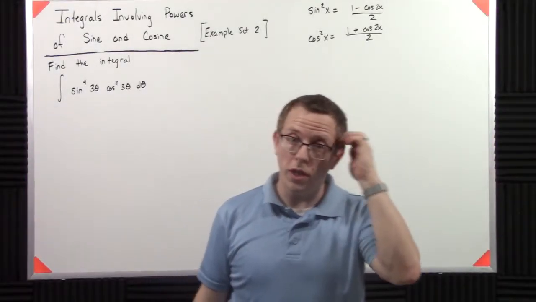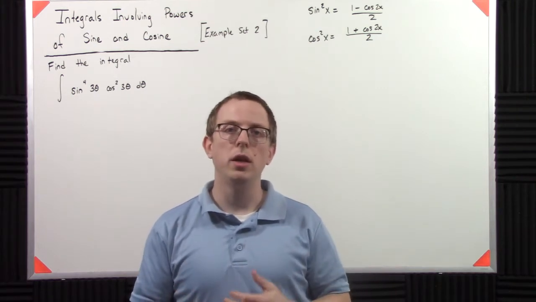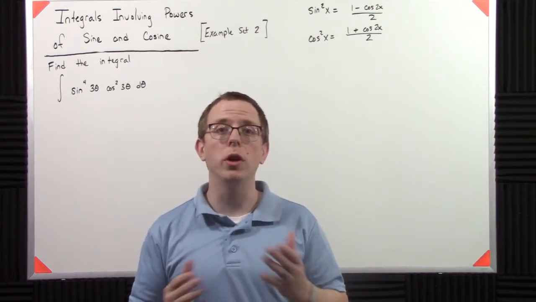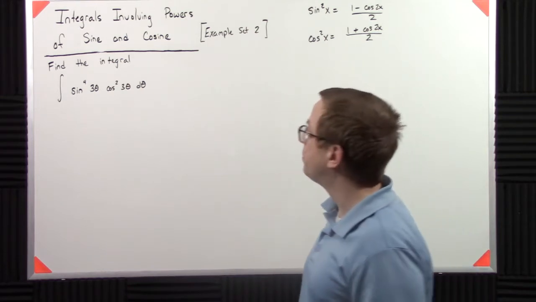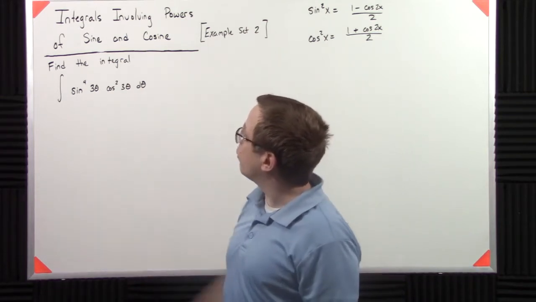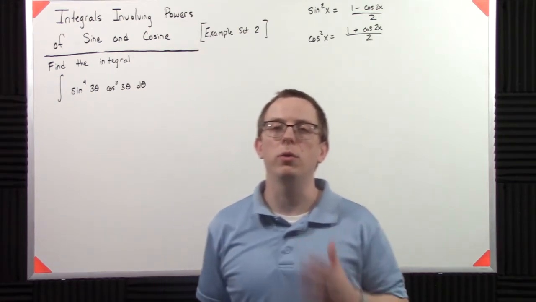Let's do a problem involving the case where we have even powers of sine and even powers of cosine. This is a fairly complicated example, so I'm only going to do one, or at least I'm only going to take up one board's worth. So we're going to find the integral of sine to the fourth 3 theta times cosine squared 3 theta d theta.